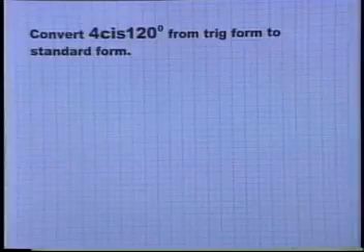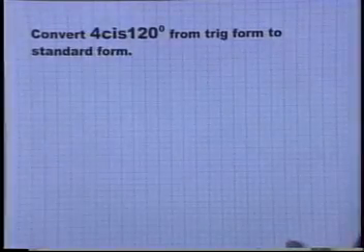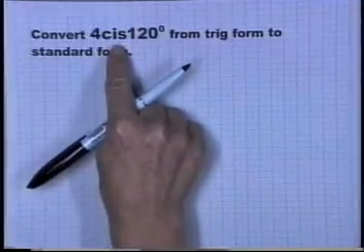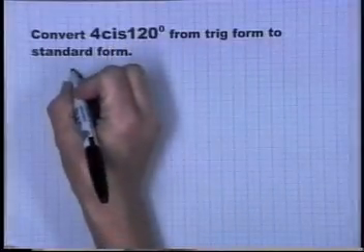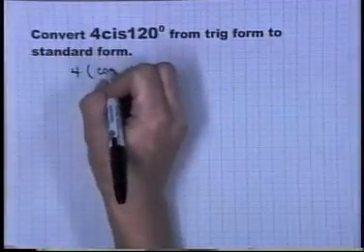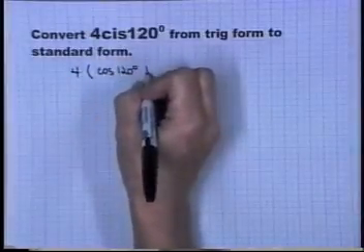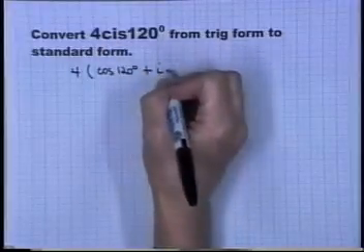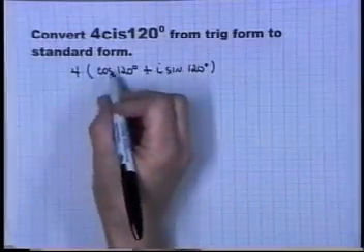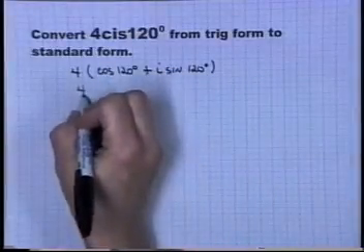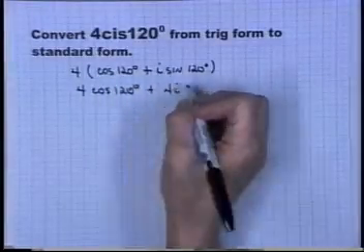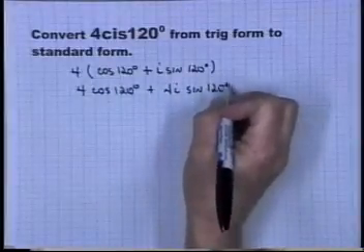Convert 4 CIS 120 degrees from trig form to standard form. Now, this is written in that compact abbreviated format, but let's just remember that's an abbreviation. 4 times the CIS, C for cosine, 120 degrees, and then you need your plus sign, the i times the sine of 120 degrees, okay? And again, the 4 will distribute here. Now, I have 4 times the cosine of 120 plus 4i times the sine of 120 degrees.